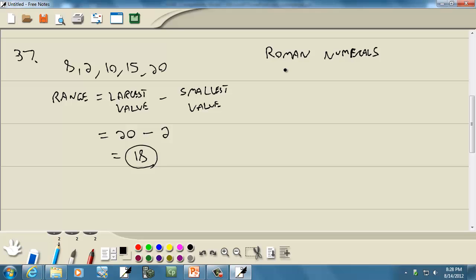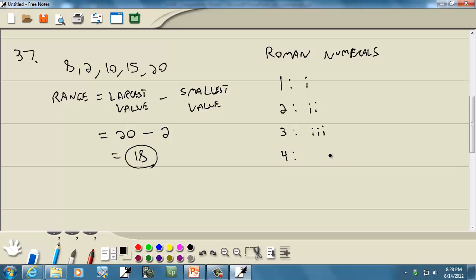They're on page 29, looks like. And they've got a table that tells you what 1 is, 2 is, 3, 4, 5, and so forth. To give you a feel for it, when we're working with it, 1 is just an I, and 2 would be 2 I's. 3 would be 3 I's.